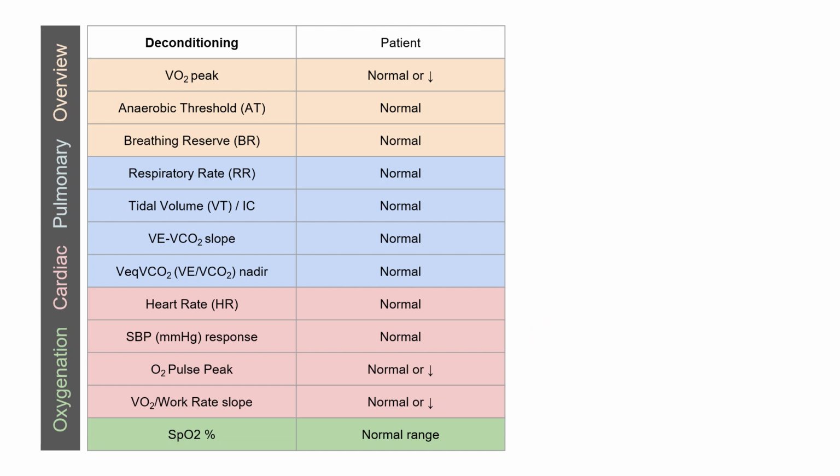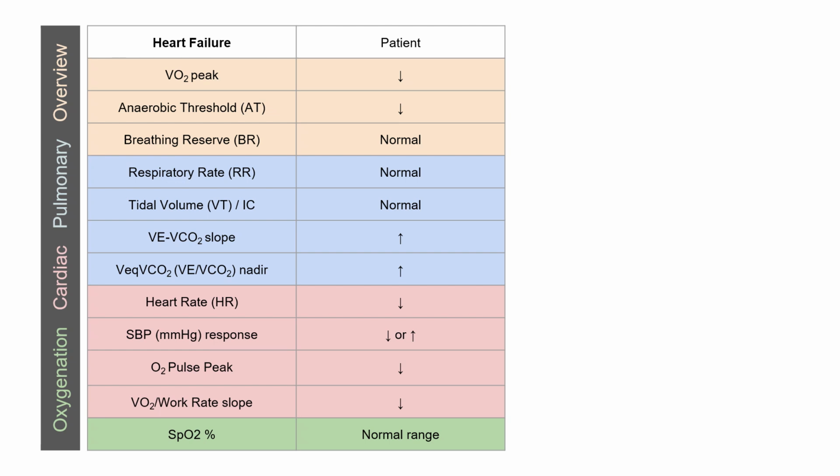All patients with heart failure, be it ischemic or idiopathic or preserved or reduced LV function, have difficulty in transporting oxygen to the muscle during exercise. Because of this, they have a reduced VO2 peak and a reduced anaerobic threshold, but they should have a normal breathing reserve, a normal respiratory rate, and a normal tidal volume to inspiratory capacity. Because of their reduced cardiac output, they have reduced right-sided pressures and reduced recruitment of capillaries in the lungs.